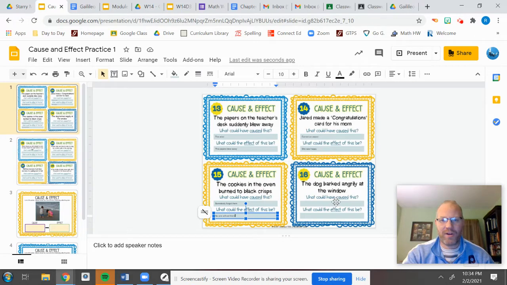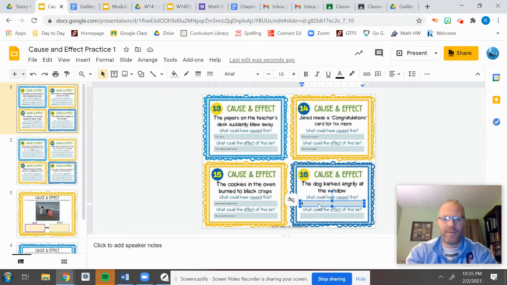The dog barked angrily at the window. What could have caused this? Well, someone was outside. So, what could be the effect of this? They leave the yard. So maybe somebody was in the yard, the dog saw it, the dog barked angrily, and they left. So there you go, cause and effect.